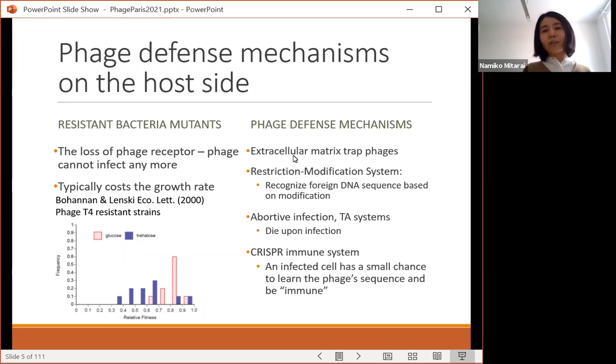They can make an extracellular matrix to trap phages. They have something called a restriction modification system that can recognize foreign DNA sequences. They can have abortive infection or TA systems. Basically, what they do is, upon infection, they die. And then, of course, there is the very famous CRISPR immune system, where they have a small chance to actually learn the virus sequence and then become truly immune to the phage attack.